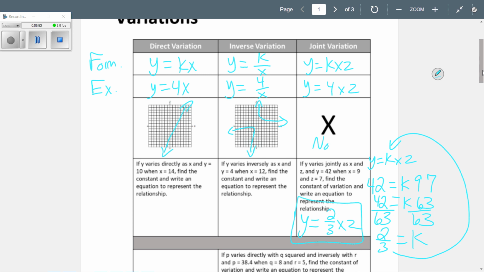So if you ever see a question where it says, find the constant and write the equation to represent the relationship, it's easy. Just work backwards to find k and then plug it into the equation. Simple, simple stuff.